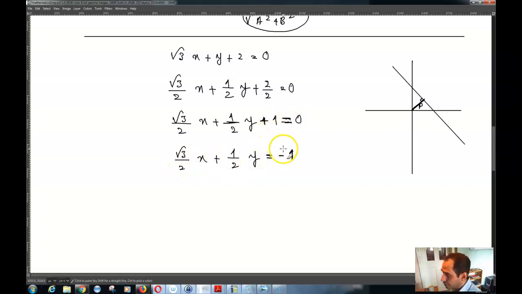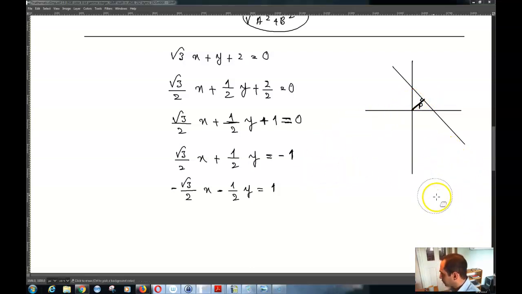So now that you see that this number is negative, you want to multiply your whole equation by negative 1. You get negative square root of 3 by 2 times x minus 1 by 2 times y is equal to positive 1. Now this 1 represents your p, which is the length of the perpendicular from the origin.